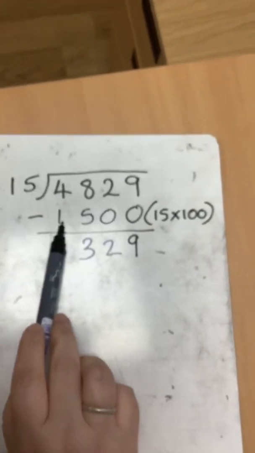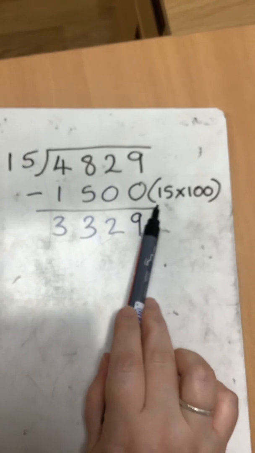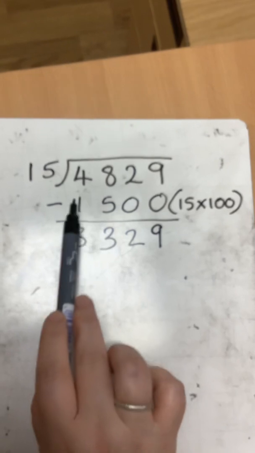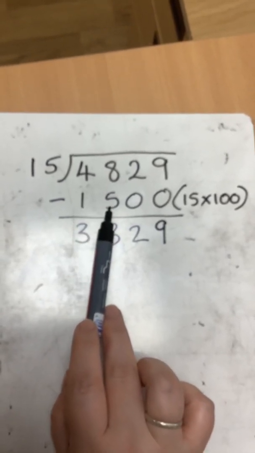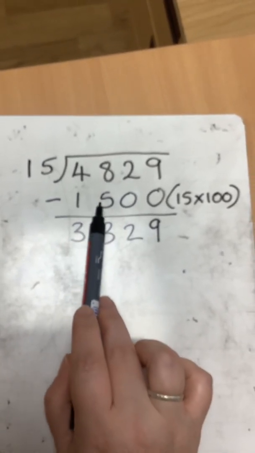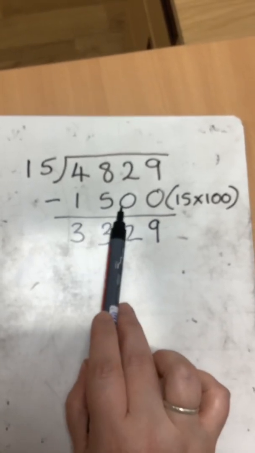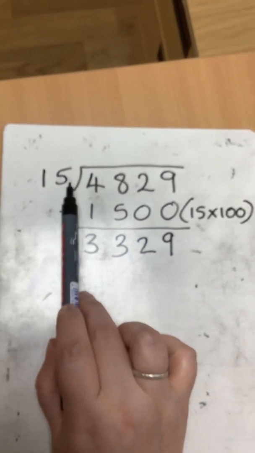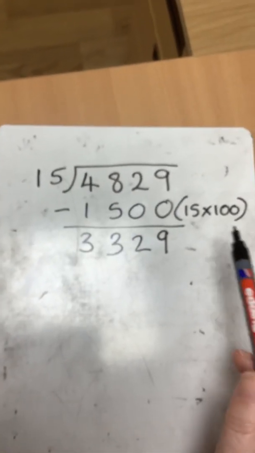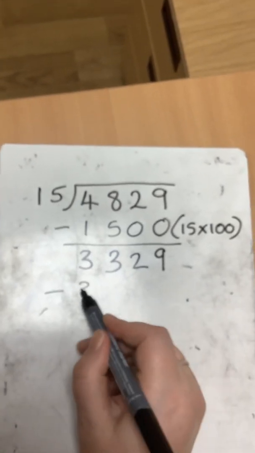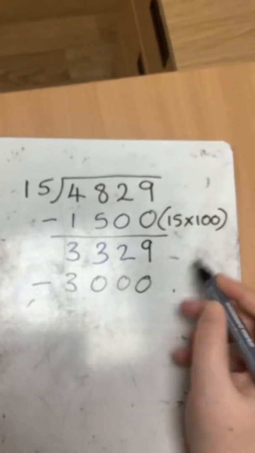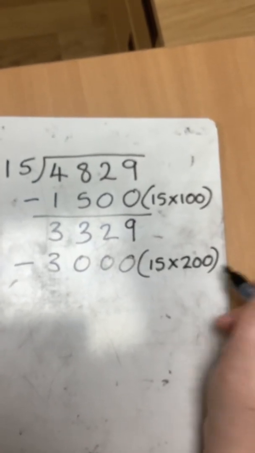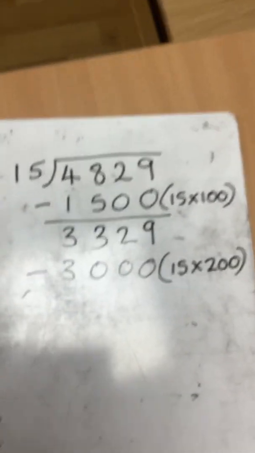So I'm going to choose to subtract another 1,500. Now, if I wanted to and I felt confident, I could actually use my understanding of times tables and my knowledge of this to take away a bigger chunk. So actually, instead of taking away 1,500, I'm going to understand that 15 times 2 is 30, times that by 100 is 3,000. So I'm going to subtract 3,000 because that is 15 times 200. And I'm keeping track of it at this side just to help myself.